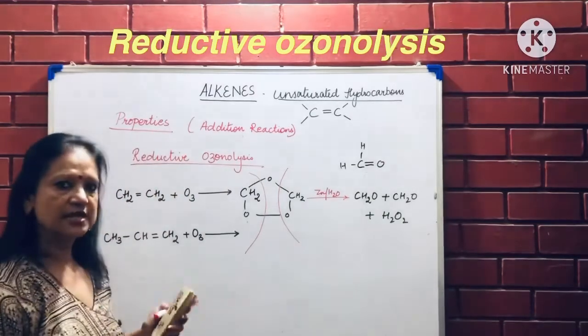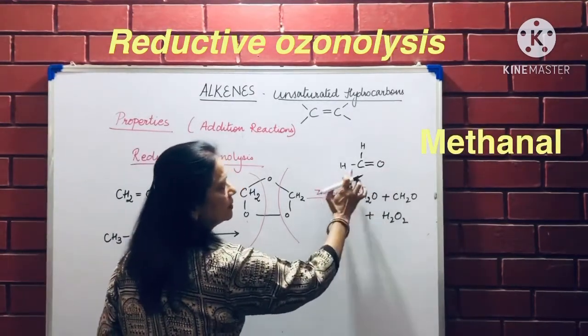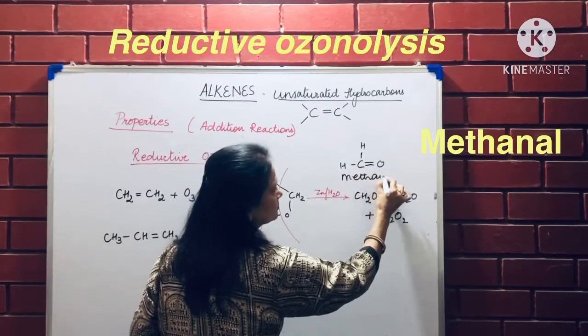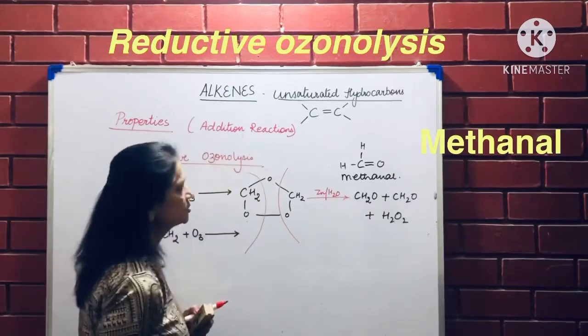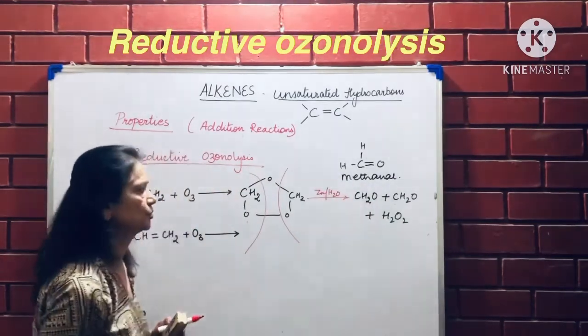Yes, oxygen's valency is 2, so I'll have to write it like this. So this is an aldehyde. So this is methanal. So 2 molecules of methanal are formed plus H2O.